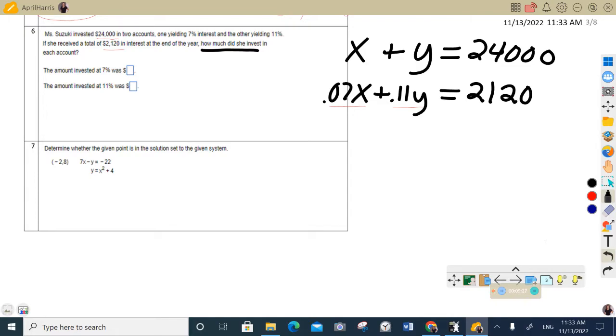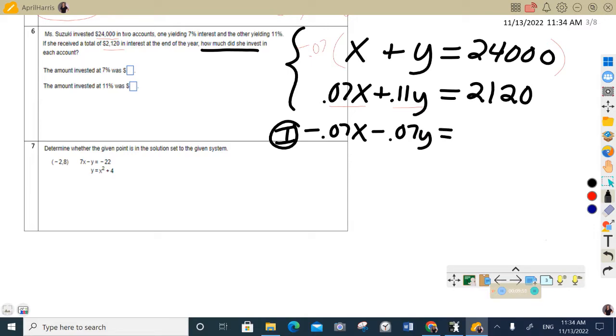So you have a system of equations, and I'm going to use elimination. So I'm just going to take this first equation and multiply the entire first equation by negative 0.07, and then my x's are going to cancel. So I'm going to rewrite my new equation 1 down here. So negative 0.07x minus 0.07y equals, let's do 24,000 times negative 0.07.